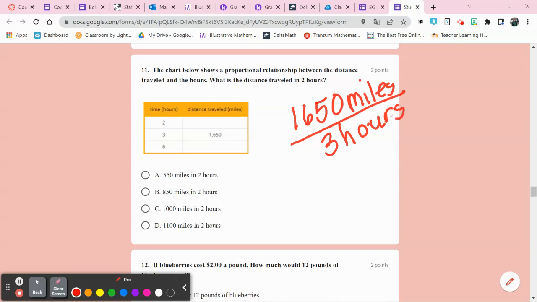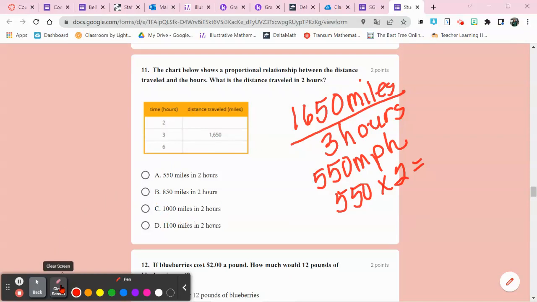1,650 miles divided by 3 hours is 550 miles per hour. Or in 1 hour, they go 550 miles. So now all we have to do is multiply 550 times 2. And when you do that, you get your answer. I don't even think I'm going to pick that for you because I know you can do that. All right? And it tells you that right down here. All right, 550 times 2, right here.